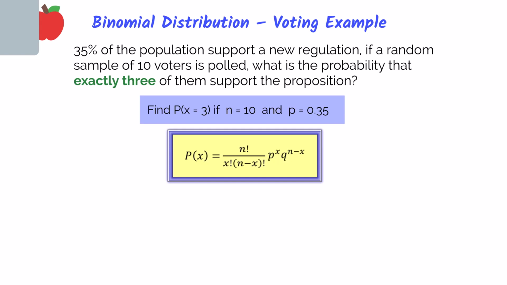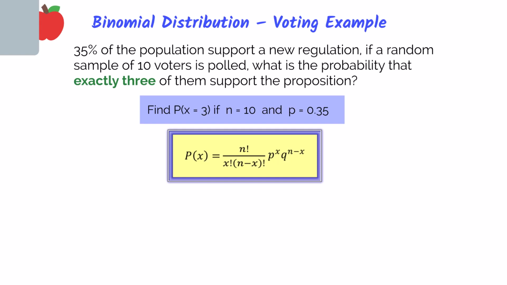The voters are either for the regulation or they're against it. In this case, what we are interested in is exactly 3 of them support the proposition. So our success here is the support of the new law. So when we write it out, we're looking for the probability that exactly 3 people support this new law.